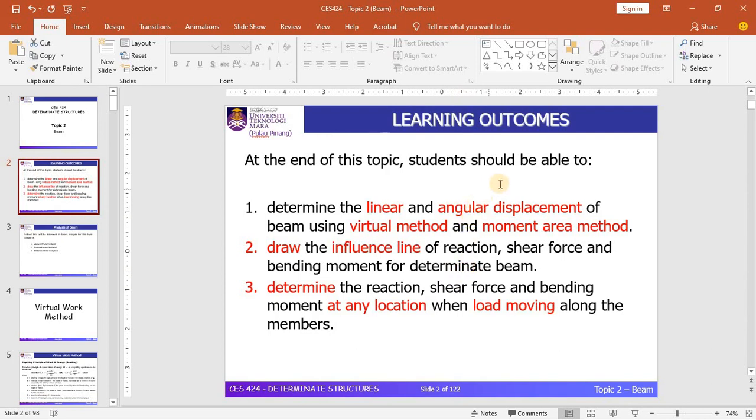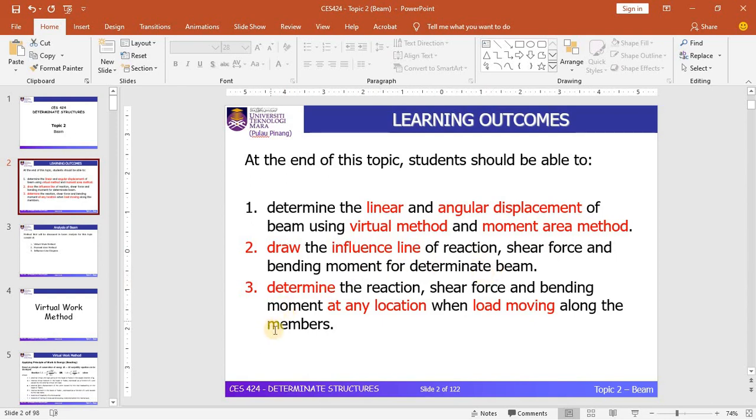What you can see in this slide is the list of learning outcomes that you should grasp once we have completed the topic. First, you should be able to determine the linear and angular displacement of a beam using the virtual method and the moment area method. Basically, there are two methods that you are going to learn in this topic to calculate the linear and angular displacement of a beam. Besides, you will learn how to draw the influence line of a reaction, shear force, and bending moment for a determinate beam.